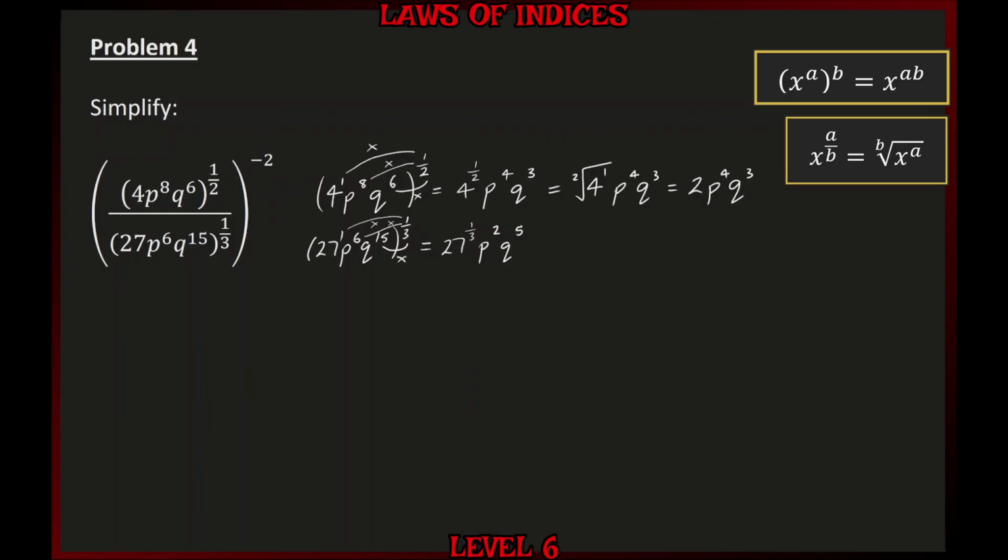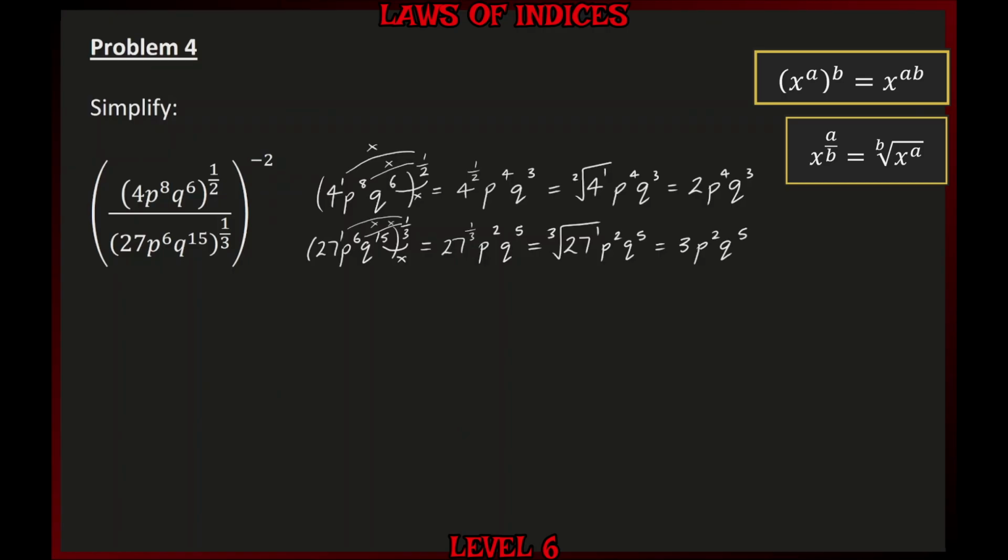We can rewrite 27 to the power of a third using our fractional power law as 27 to the power of 1 cube rooted. And the cube root of 27 is 3, because 3 times 3 times 3 is 27, and 3 to the power of 1 is also 3. So we have 3p^2 q^5.